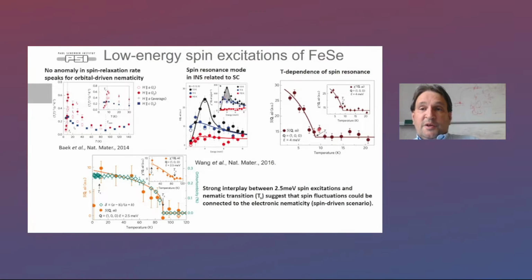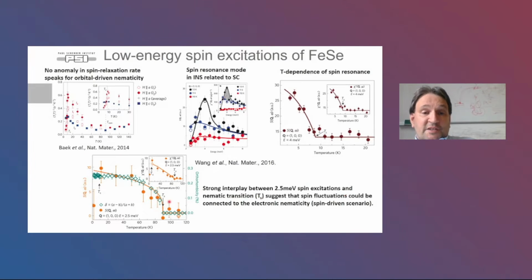When you cross the superconducting transition temperature to low temperature, the S(Q, omega) is basically going up in an order parameter-like fashion. But what is now the connection to nematicity? If you plot here on the left side, shown left down, the orthorhombic lattice distortion and S(Q, omega) obtained by inelastic neutron scattering, you see that you have a strong interplay between the spin resonance mode at 2.5 millielectron volt and the nematic phase transition, which both look order parameter-like.